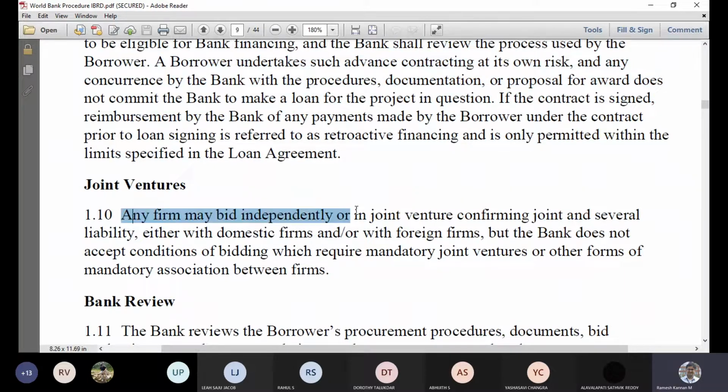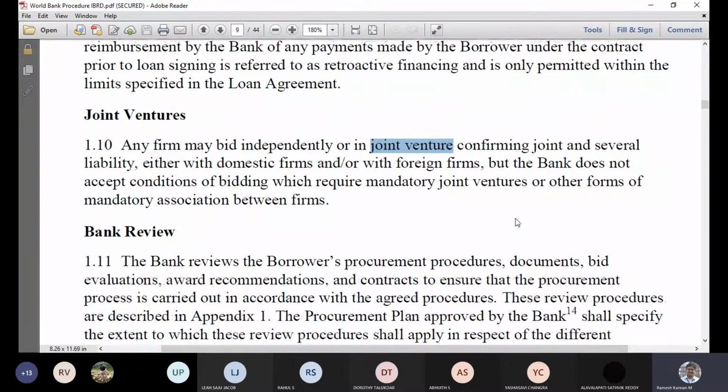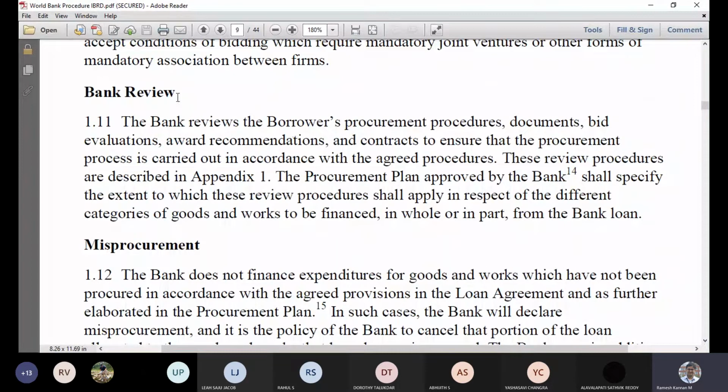And joint ventures: any firm may bid independently or in a joint venture, just forming an alliance with suitable, compatible companies. And the bank reviews the borrower's procurement procedures, documents, and bid evaluation, and only then will they sanction.